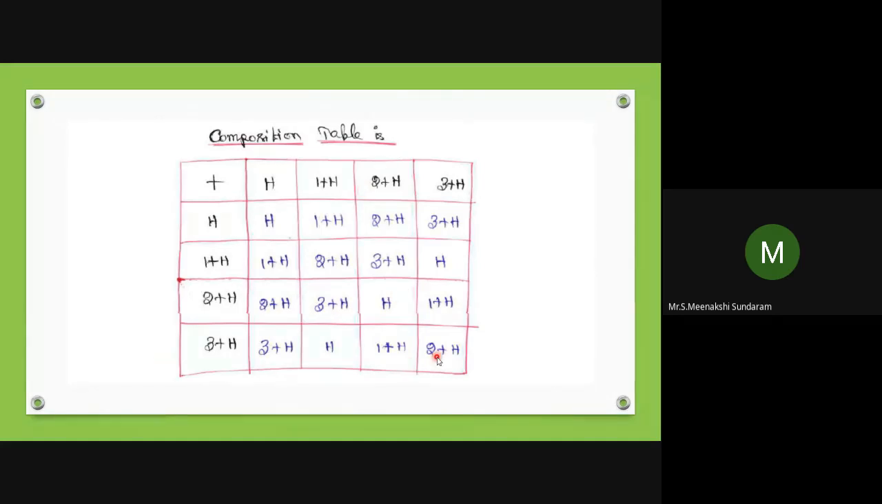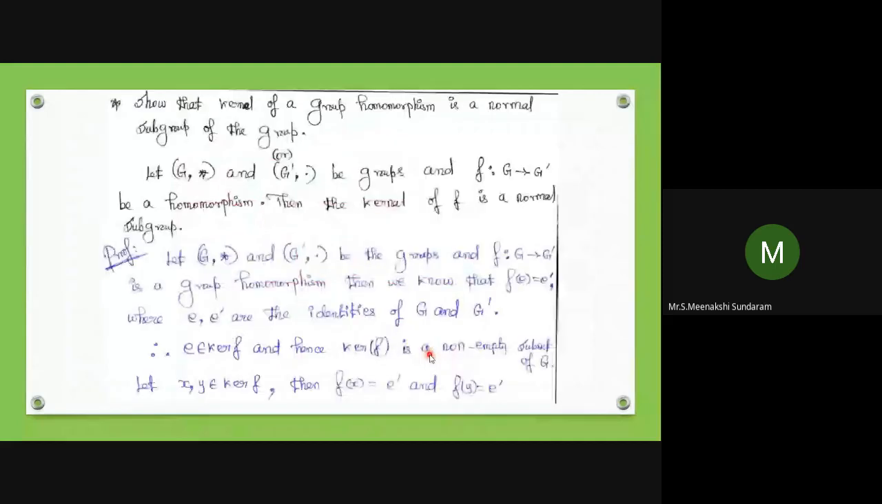This is the composition table. Instead of calling it Cayley's table, this is called a composition table. The question asked for a composition table. Next, the next theorem is: show that the kernel of a homomorphism is a normal subgroup. What is the meaning of kernel? What is the definition of kernel?